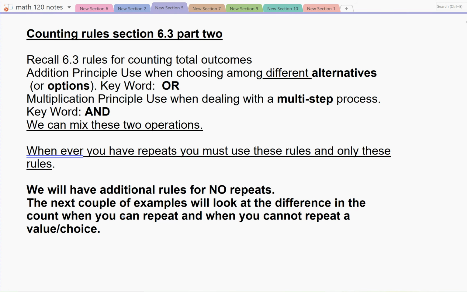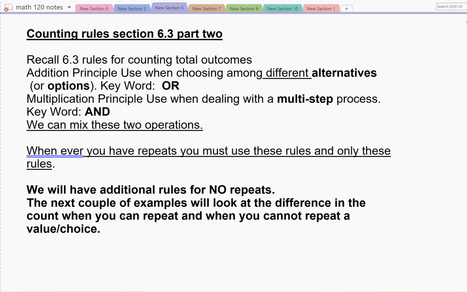Alright, 6.3 part 2 is really just the bridge between what we did, the counting rules in 6.3, and what we're going to do in 6.4. Alright, 6.4 is the last chapter, but it's a big one. There's a lot in 6.4.